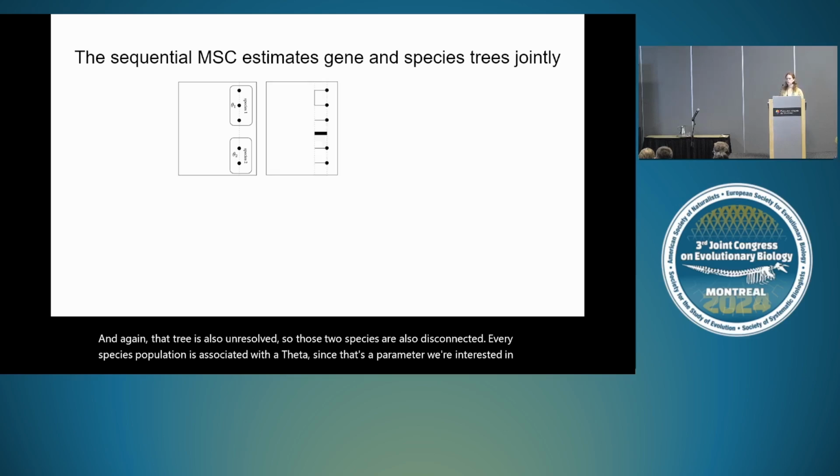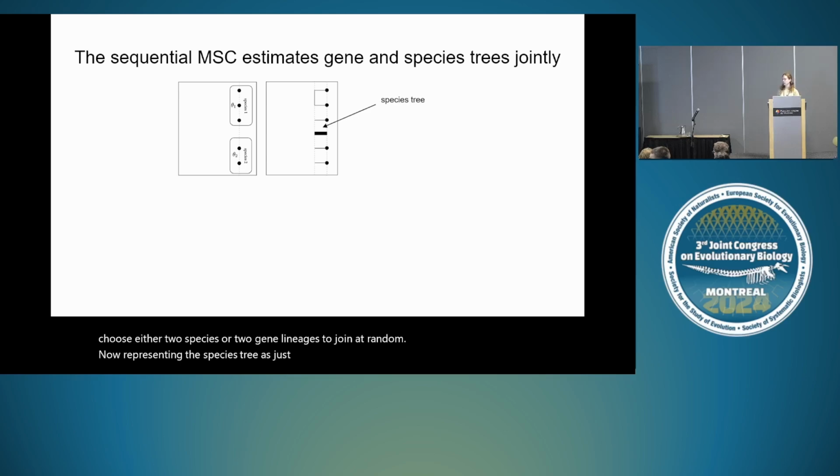We then begin building up our trees. We start out by drawing an increment and adding it to all of the lineages in existence in all of the trees, so the species tree as well as all of the gene trees. We then choose either a speciation event or a coalescent event, and we choose either 2 species or 2 gene lineages to join at random. I'm now representing the species tree as just that thick black line. That line represents a barrier to gene flow, so under this model, gene lineages cannot cross that barrier.